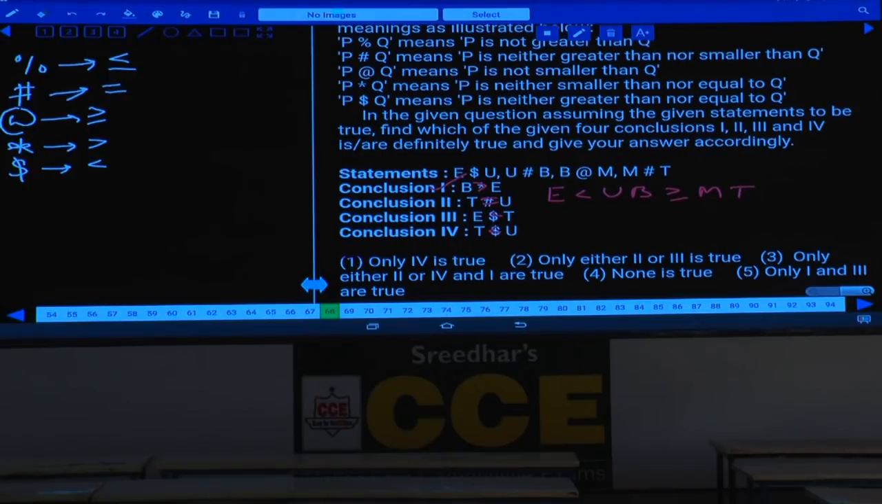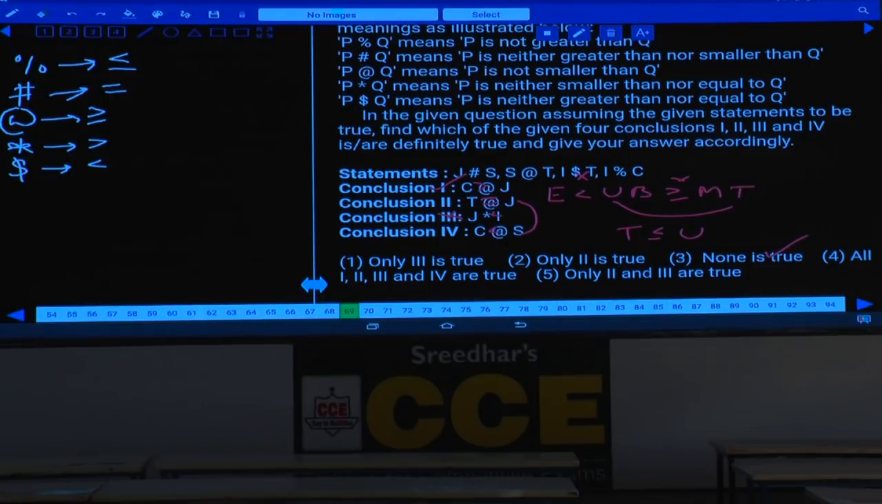And T equals to U, U greater than or equals to T, T lesser than or equals to U. As T lesser than or equals to U, and say that T equals to U, T lesser than U, hence either 2 or 4, isn't it? Either 2 or 4. Then coming to the third one, E and T, between these two there are 2 opposite symbols, hence no relation. Hence what is your answer here? 1 and either 2 or 4, that is given in choice 3. Choice 3 is the answer.